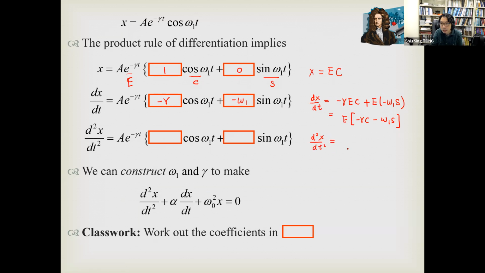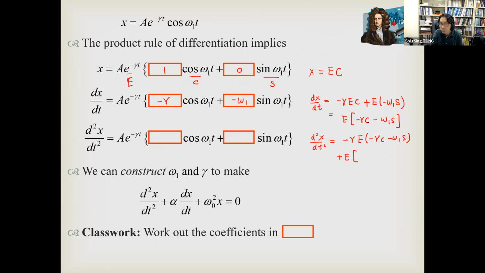When I differentiate the E, I apply the product rule. I get another factor of minus gamma. I go back to here. Okay. And then I leave the E unchanged and differentiate this once more.